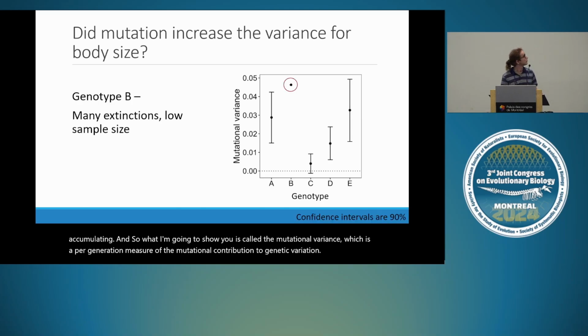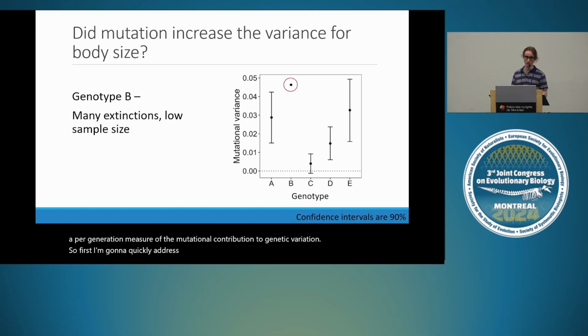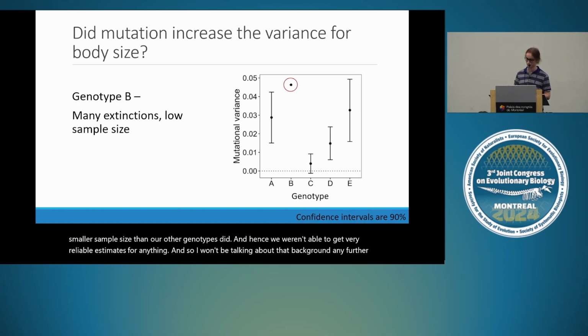First, I'm going to quickly address that B background. You'll notice that there are no error bars there. Although I said we had panels of 60 lines for each genotype, that B genotype experienced a large number of line extinctions, meaning it has a much smaller sample size than our other genotypes did. Hence, we weren't able to get very reliable estimates for anything, so I won't be talking about that background any further, but we will proceed with the rest of them.